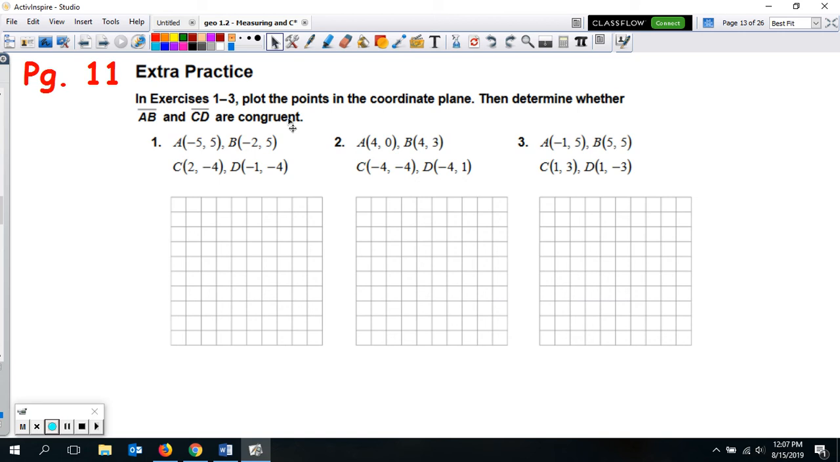Now I know on these ones, since they are probably going to be horizontal or vertical lines, you're going to be okay just by probably counting the boxes to see what the segment length is, and that's fine. So go ahead and try that for number 1, and then you can play the video again to check that answer.